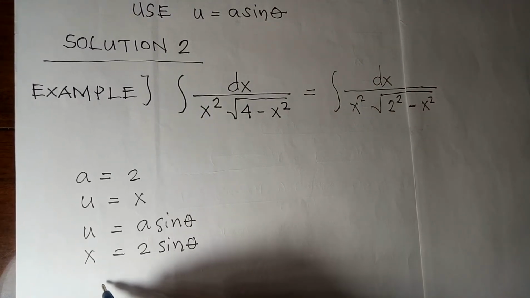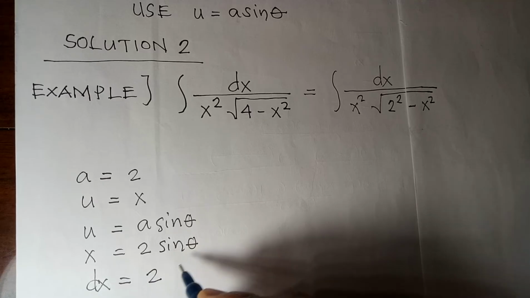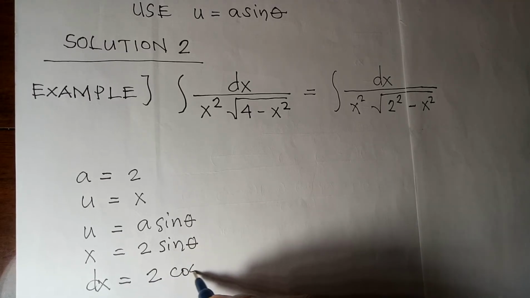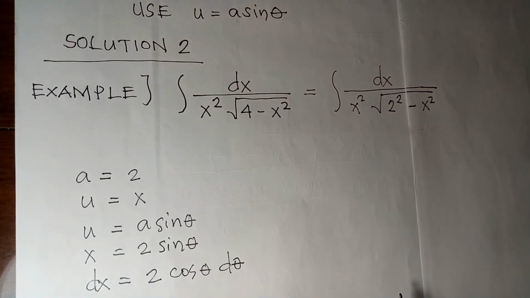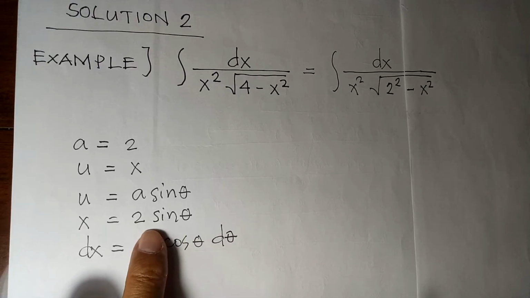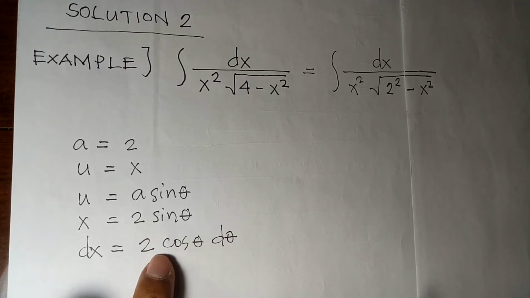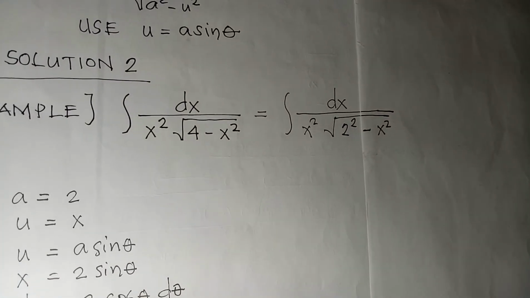Kaya rin kukuha tayo ng derivative both sides. So, meron tayong dx equals 2 cosine theta d theta, since the derivative of sine is cosine theta d theta. Okay. So, para sa x, meron tayong pang substitute, 2 sine theta. Para sa dx, meron tayong pang substitute, 2 cosine theta d theta.